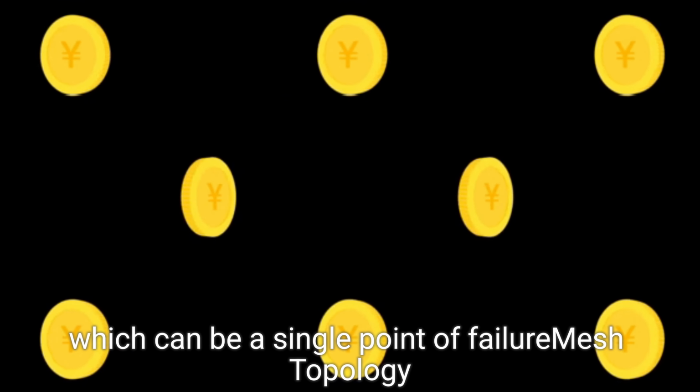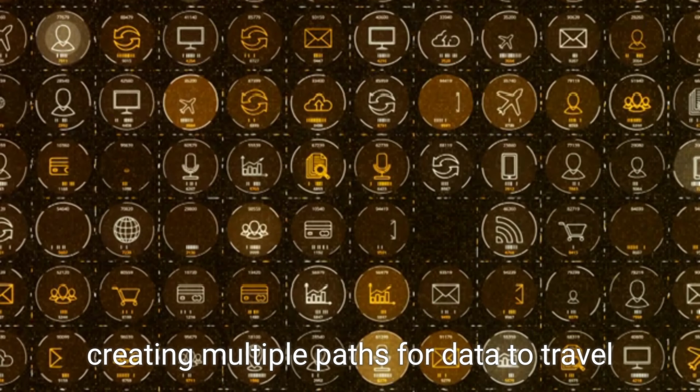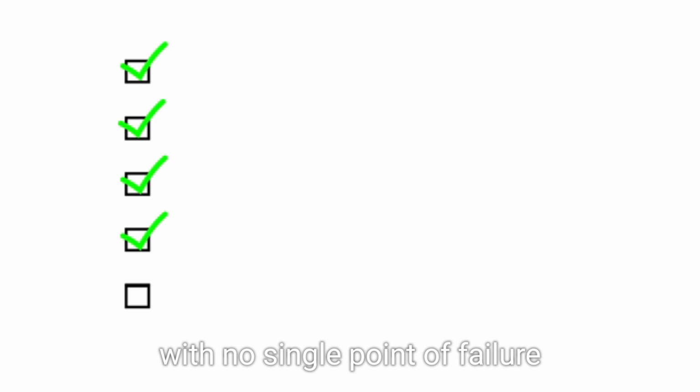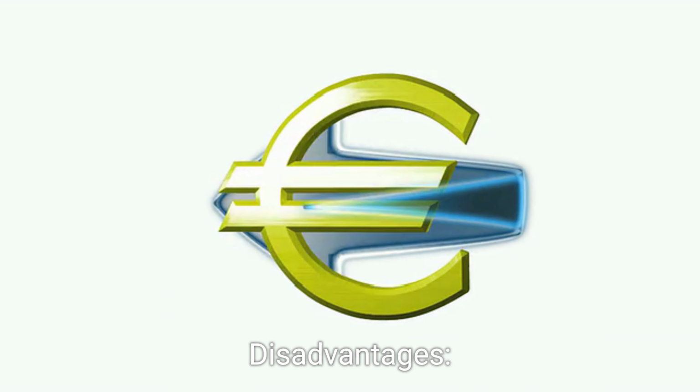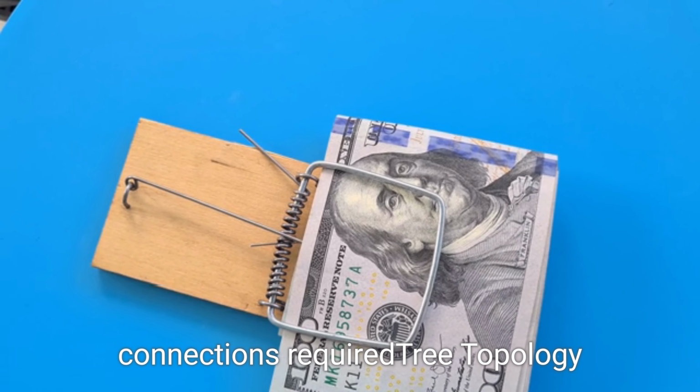Mesh topology. Description: each device is connected to every other device, creating multiple paths for data to travel. Advantages: highly reliable and resilient, with no single point of failure. Disadvantages: expensive to implement due to the large number of connections required.